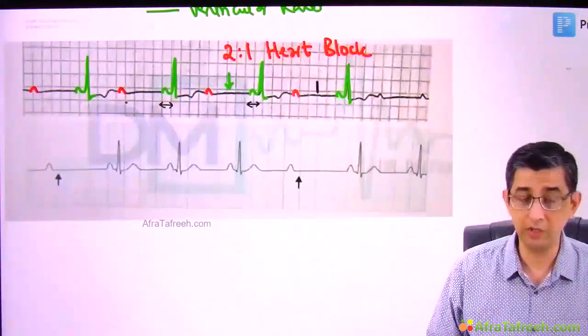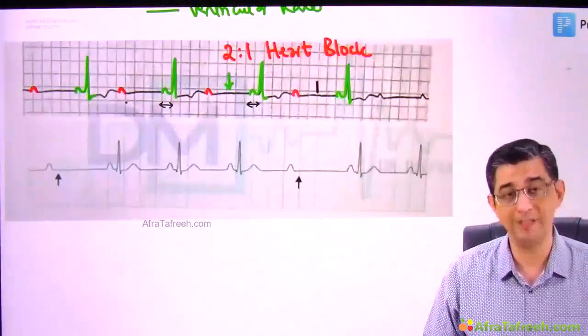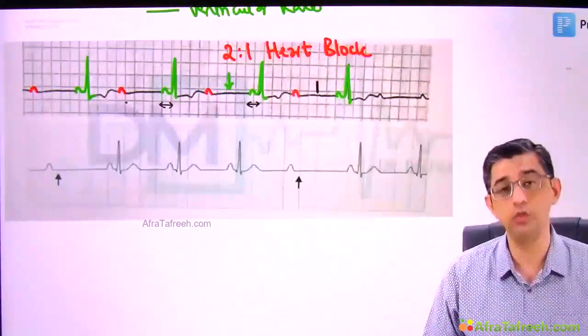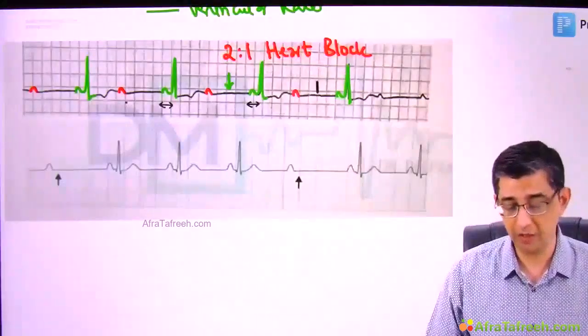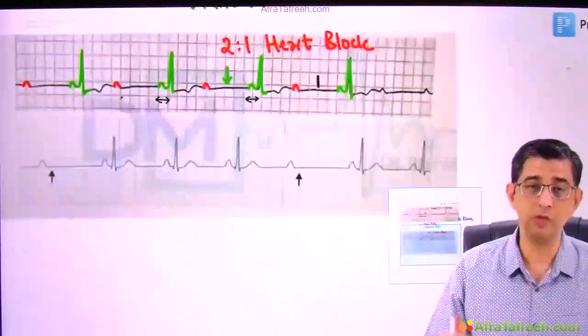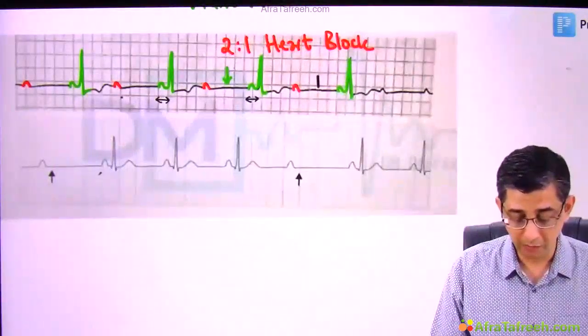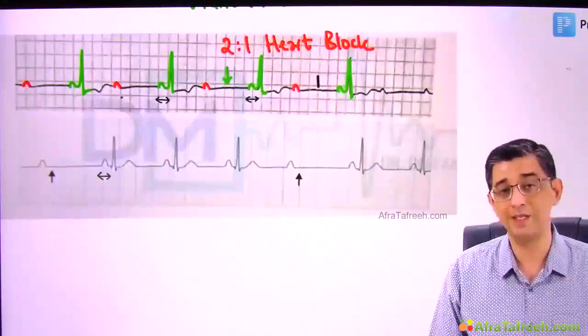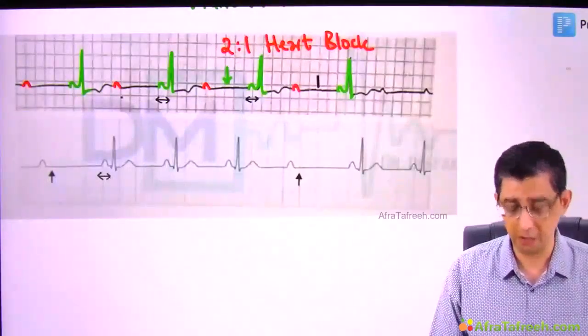I want to tell you guys, lots of times Mobitz 2 heart block in the exam can be confused with 2:1 block. How do you differentiate that? Well, the way to differentiate would be that when it comes to 2:1 versus Mobitz 2, in Mobitz 1 versus Mobitz 2, I said Mobitz 1 is easy, PR interval prolongation.